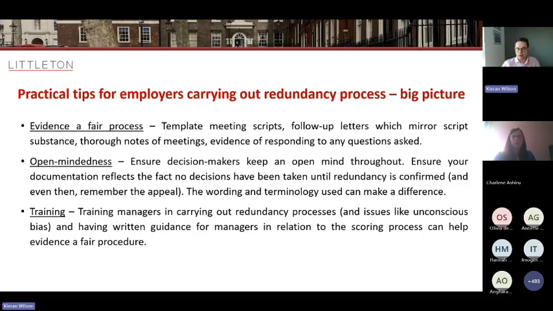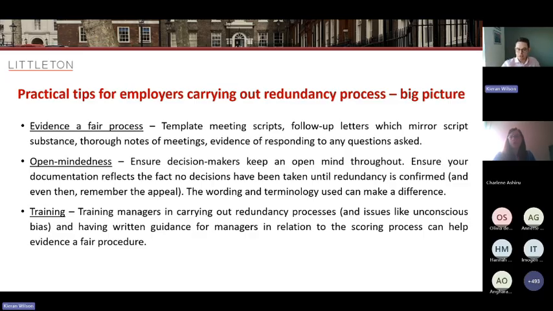And that ties into the next point about open-mindedness. Once the scoring exercise has been done, it may be that, practically speaking, there isn't a lot an employee can do to change the position. But even so, decision makers should be encouraged to keep an open mind, and the paperwork should underscore the position that no decisions have been taken and that any suggestions by employees will be taken on board. And if the paperwork reflects that being the position, it's more likely that it will reflect what actually happens in practice and the approach that decision makers take.